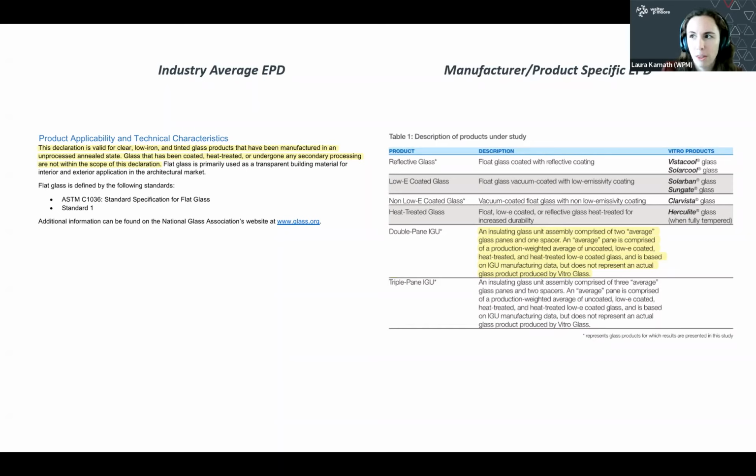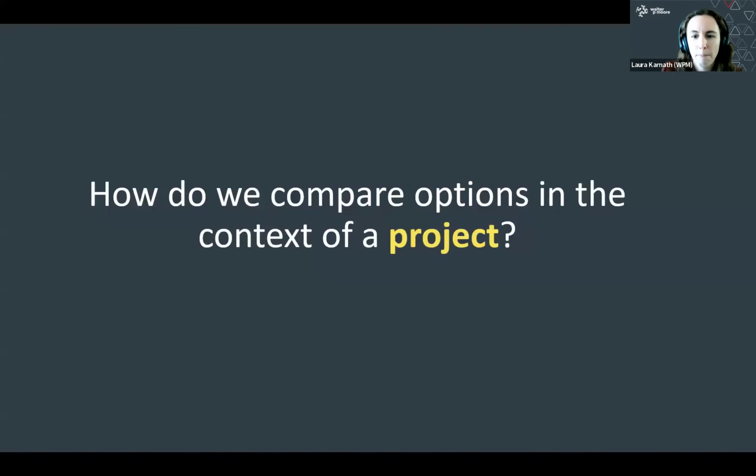So there's imperfect data when we are looking at environmental impacts. It's important to understand the data you're looking at and how you can use it, because all of this is still useful, even if it's not every specific different version of every single IGU you could have. So how do we do this in the context of a project?